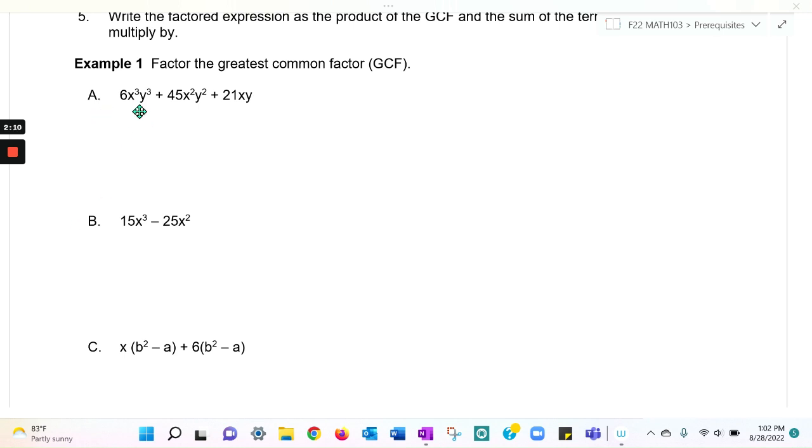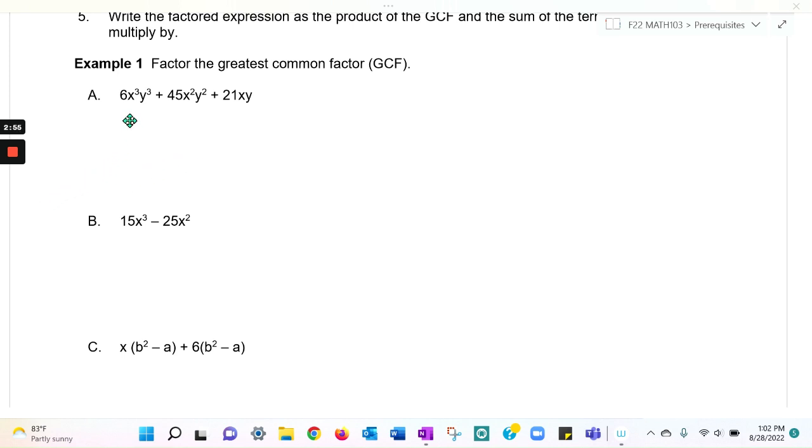So looking at part A, 6x cubed y cubed plus 45x squared y squared plus 21xy. One kind of weird thing about this one is that you have more than one variable. I think this is good for practice, but we're not going to see that a whole lot with the problems that we're doing. It'll typically just be one variable, either an x or a y. Anyway, what that means is we need to think about the GCF three times: in terms of the coefficients, the numbers 6, 45, and 21, but then also with the x's and with the y's to build our GCF.